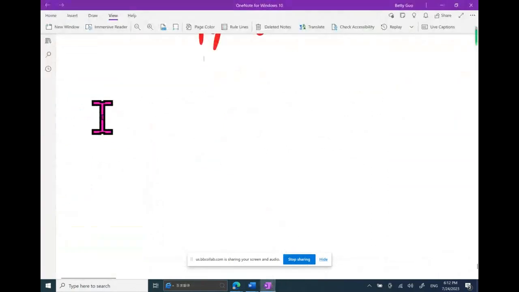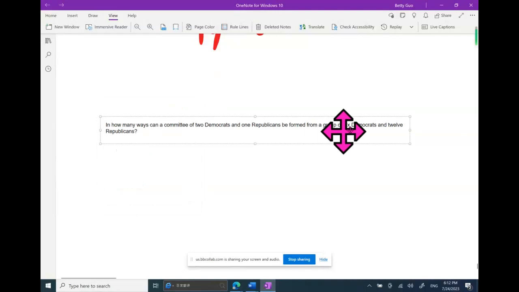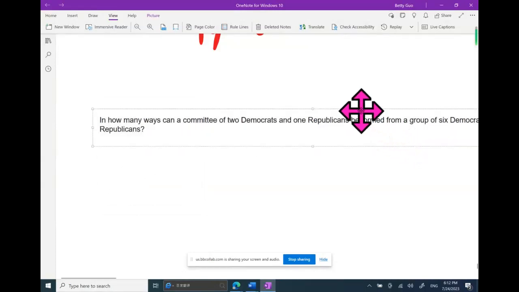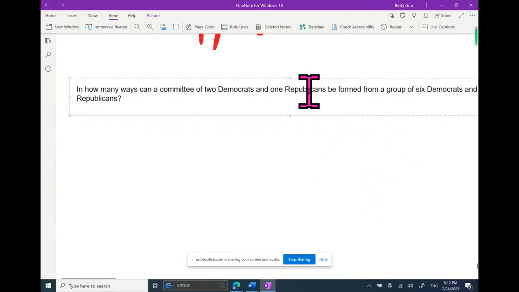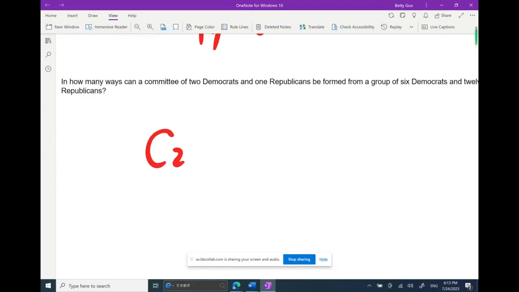First step is to get Democrats. Second step is to get Republicans. All right? So let's use the fundamental counting principle. We want to form a committee, but we want a committee that has 2 Democrats. So you have to select the 2 Democrats from the 6 Democrats. That's the first step, right?